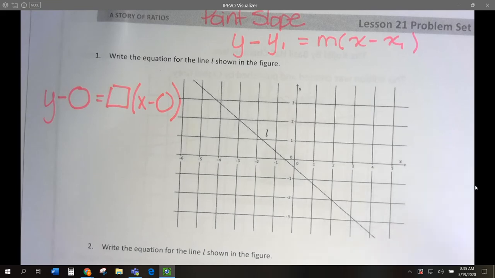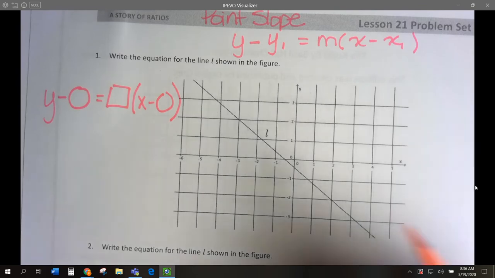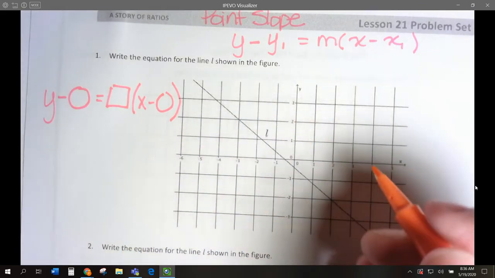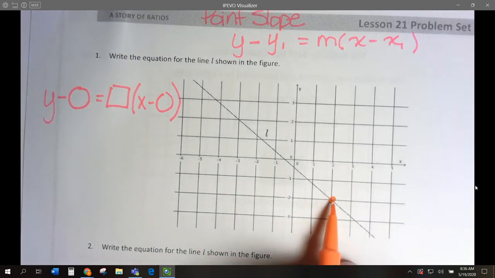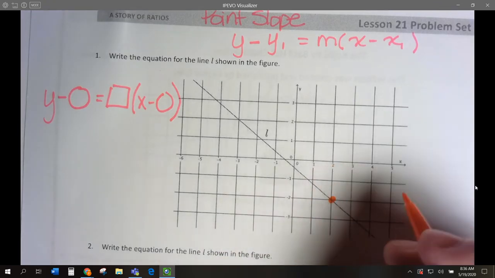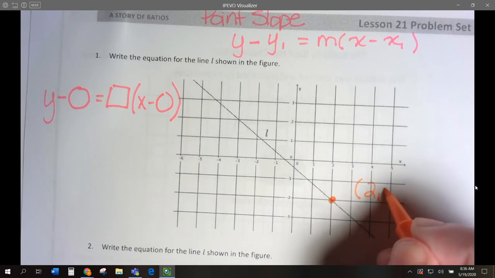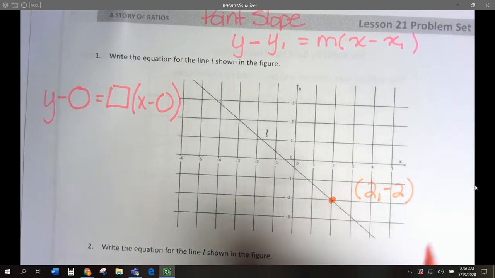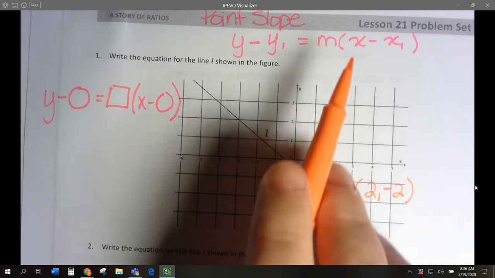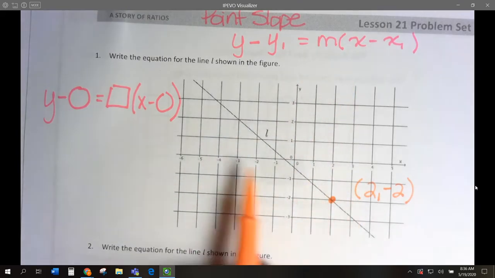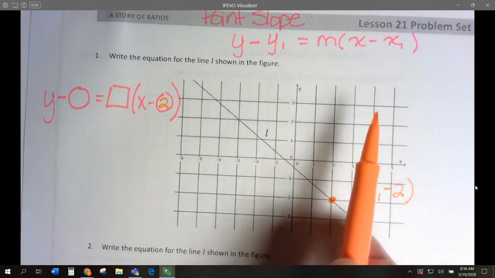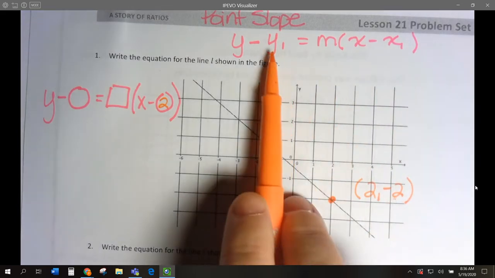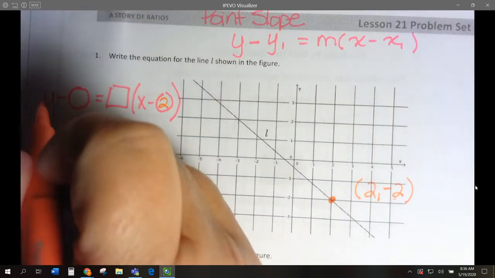So let's start. Do we know a point? Well, we can pick this point or this. Let's do this point here. So the coordinates for this point are 2, -2, right? So for our x coordinate here, we'd put in 2. For our y coordinate here, we'd put in -2.